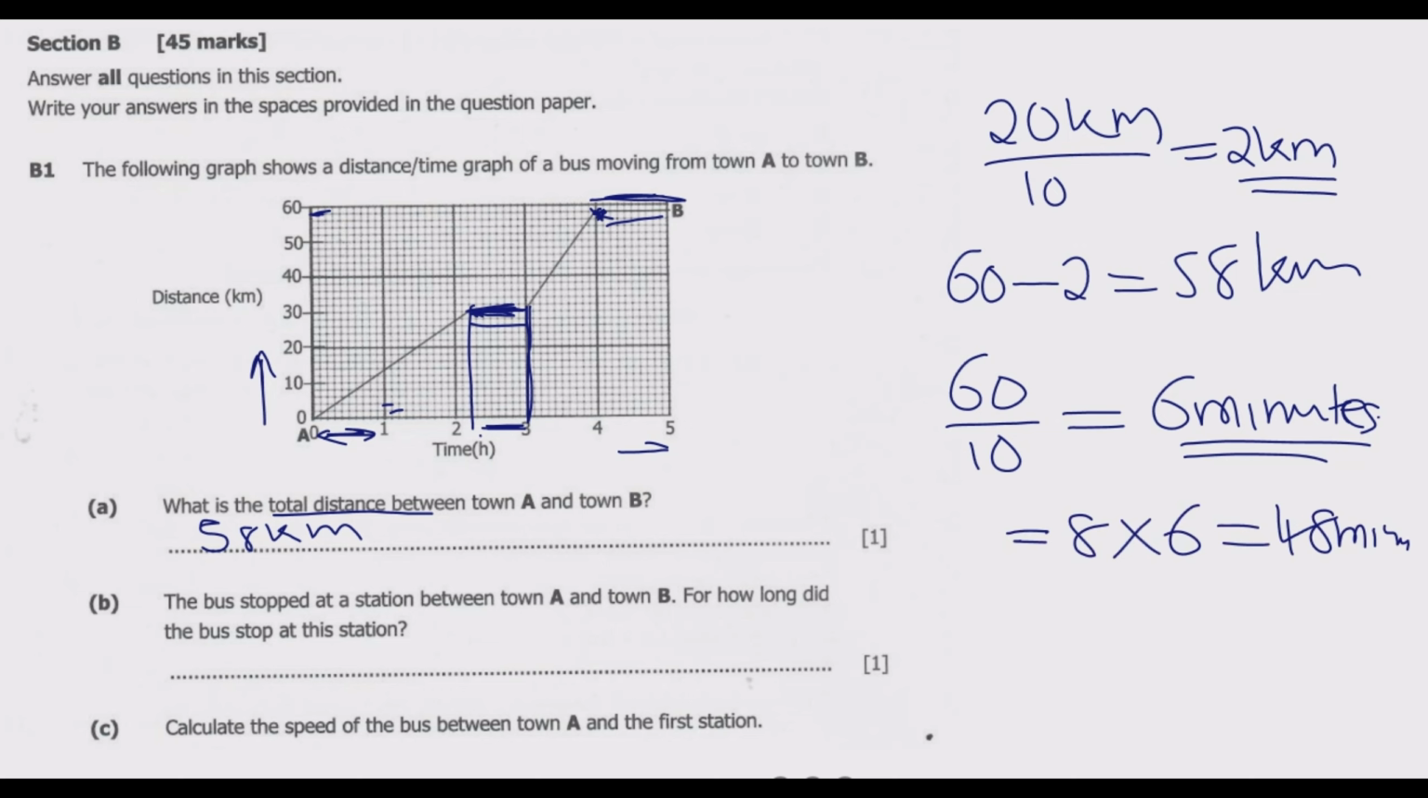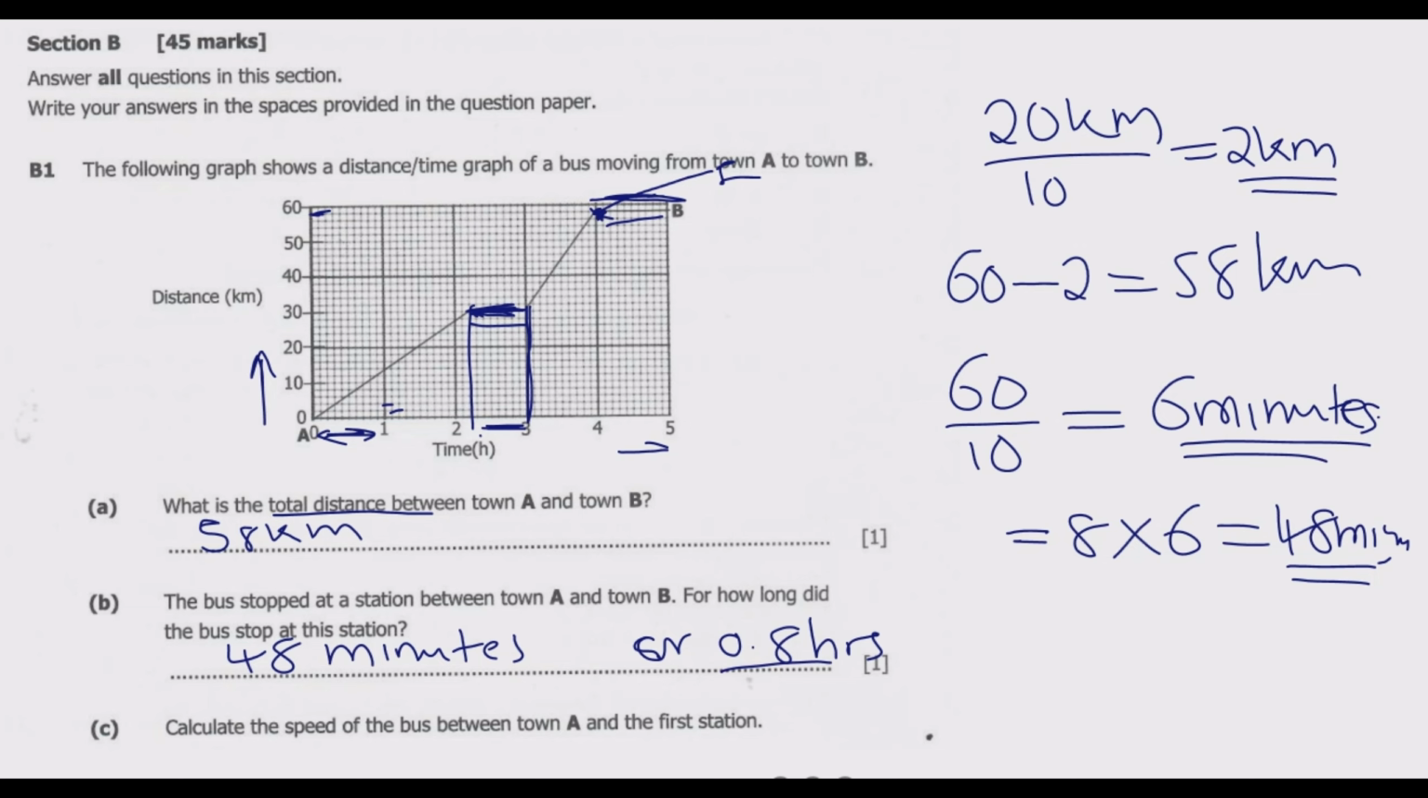So the bus only stopped for 48 minutes, then proceeded with the journey until it reached this point. At this point the journey has finished. We just continue recording the time. So the bus only stopped for 48 minutes, or 0.8 hours, but if you write, write 48 minutes.